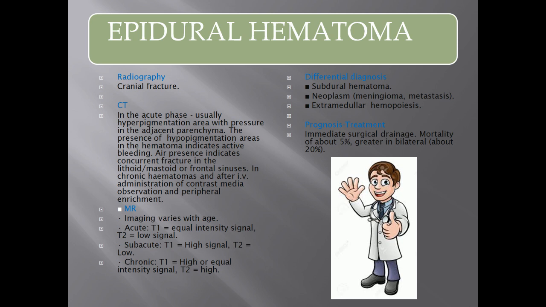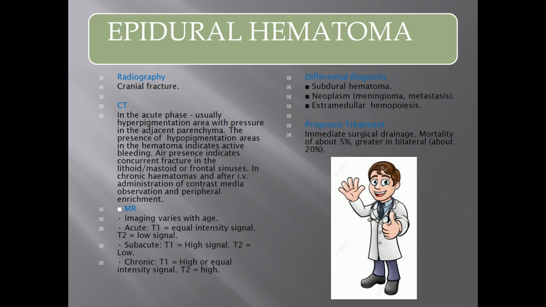So what do we see now in imaging methods? In radiography we see cranial fracture. In computed tomography we see, in the acute phase, usually hyperdensity with pressure on the adjacent parenchyma. The presence of hypodense areas in the blood collection indicates active bleeding. Air presence indicates concurrent fracture in the petrous and mastoid or frontal sinuses. In chronic haematomas, after IV administration of contrast media, we observe peripheral enhancement.